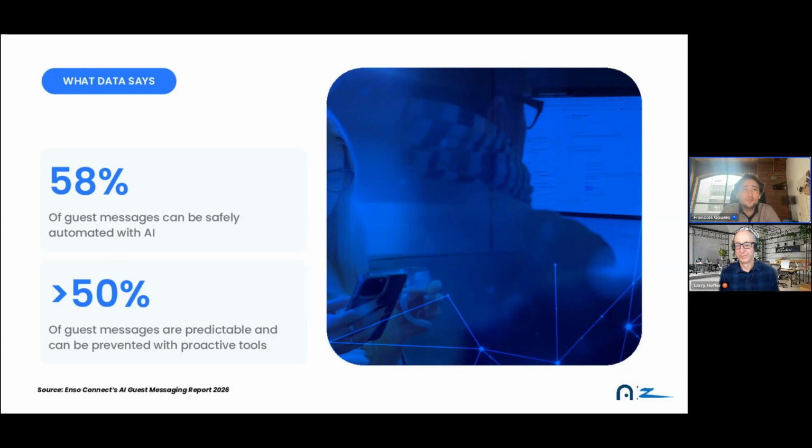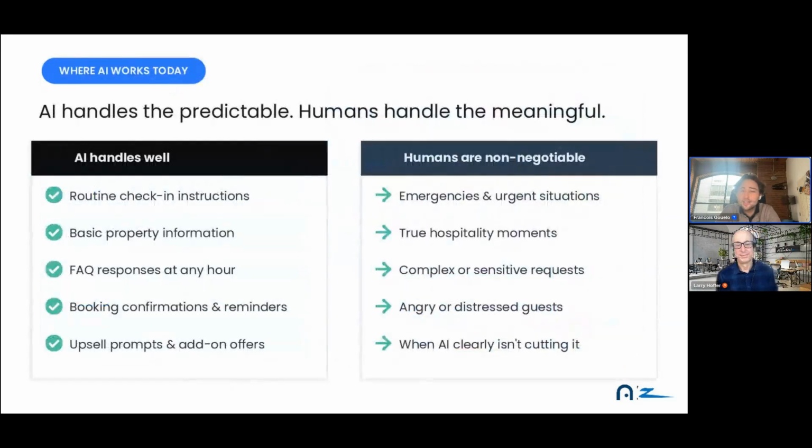Moving on to the next slide here is the balance for what AI handles well versus where humans are non-negotiable. So maybe, Larry, do you want to touch on where you think humans are non-negotiable? Backed up toilets. Okay, I'll lead with that. Every one of you, or a lockout.